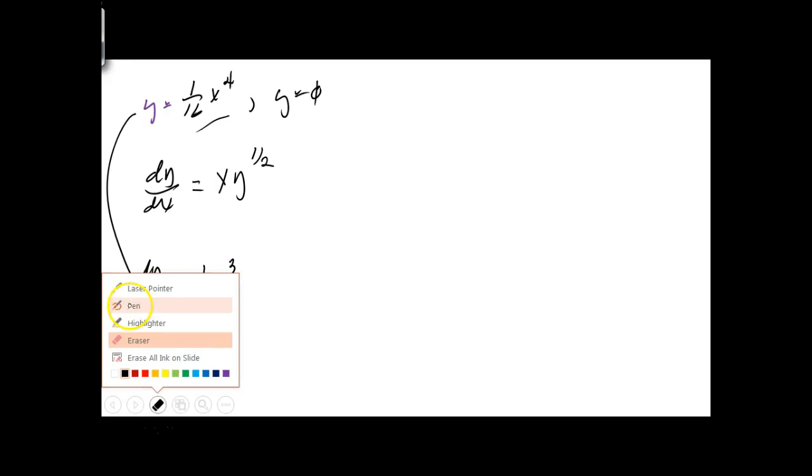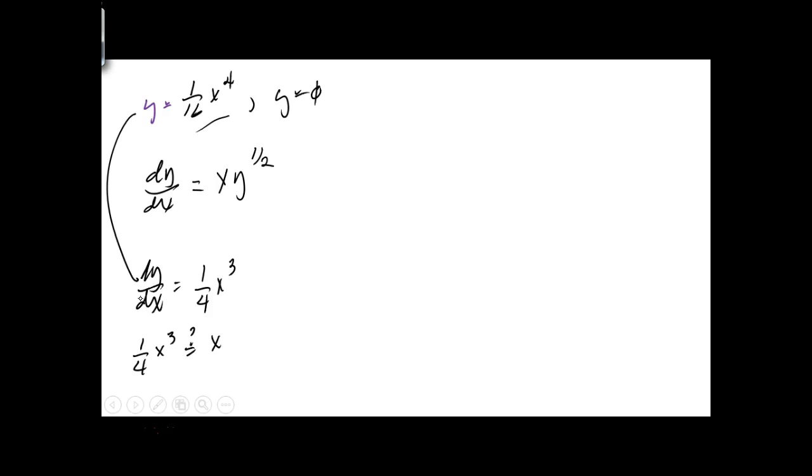I wasn't paying attention. We found out what y prime was, dy dx. We also have to figure out what y to the 1/2 is. If this is y, what is the square root of y? Yeah, here's your y. 1/4 x squared. Perfect. Take the square root of 1 is 1, square root of 16 is 4, so it's 1/4. Square root of x fourth is x squared.